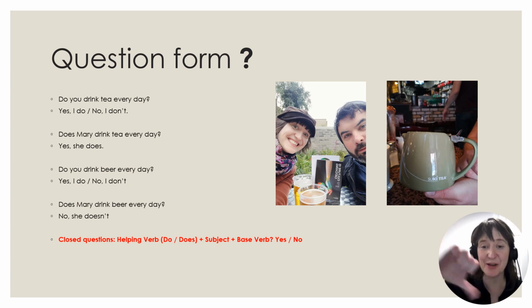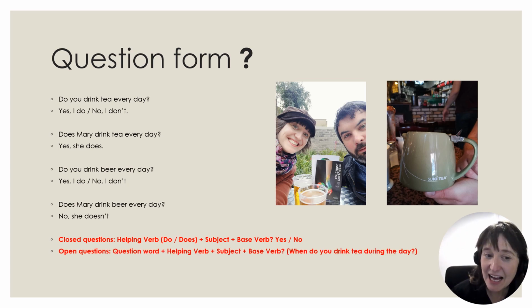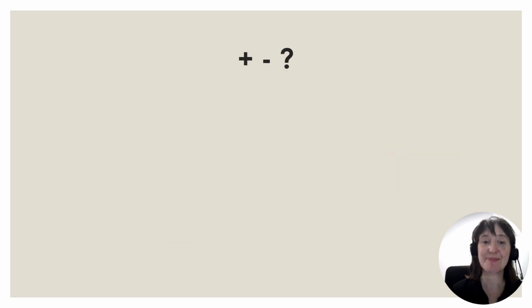For open questions, we use a question word. A question word can be who, what, why, where, when, how. Then you have your helping verb, then the subject, and then the base verb. Example, when do you drink tea during the day?